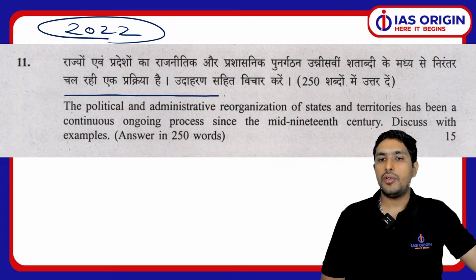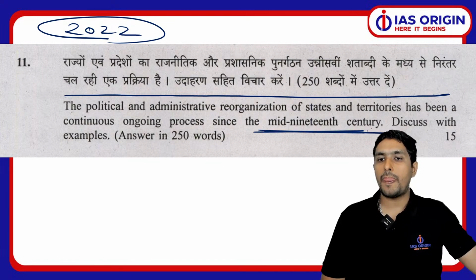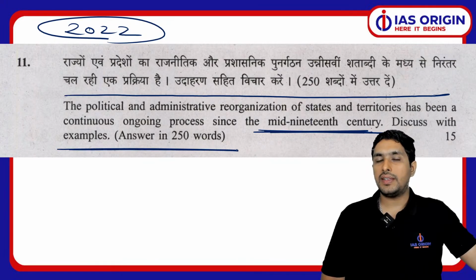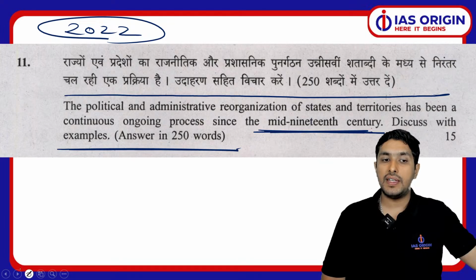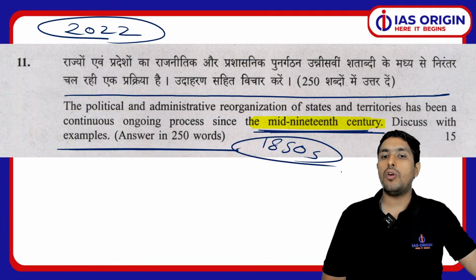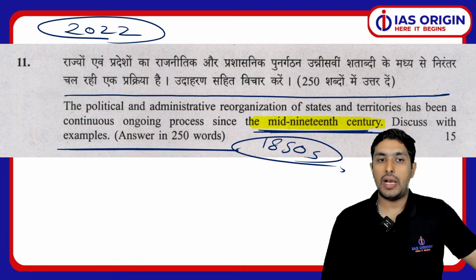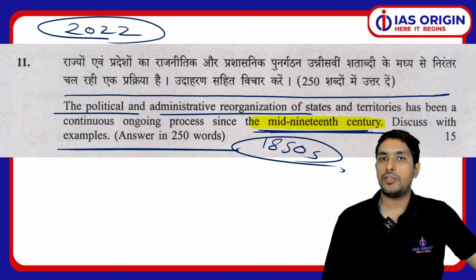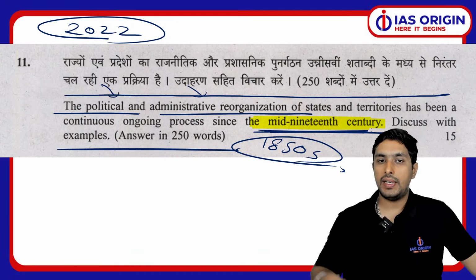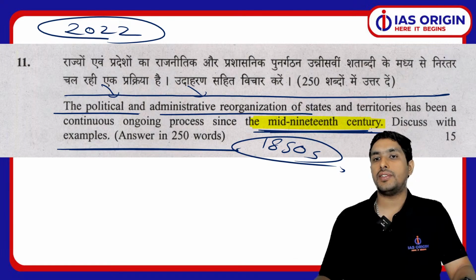The political administrative reorganization of states and territories have been a continuous ongoing process since mid of 19th century. So now you have to discuss with examples. You have to tell that how since mid of 19th century it is happening. So if they have written mid of 19th century, what does that mean? So mid of 19th century, if they have written, that is 1850s onward it is being happening. It is happening since 1850s. And what are we talking about? The political administrative reorganization of states. So how it is happening? So that is what makes it challenging.